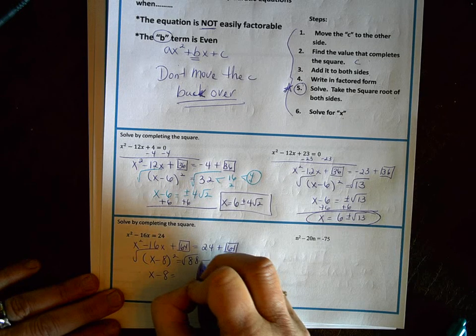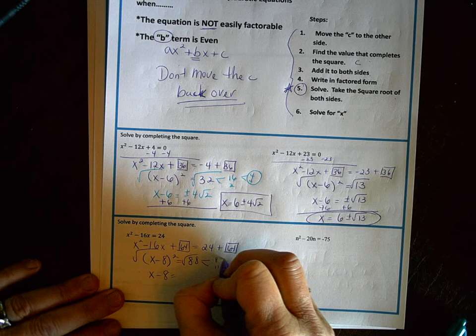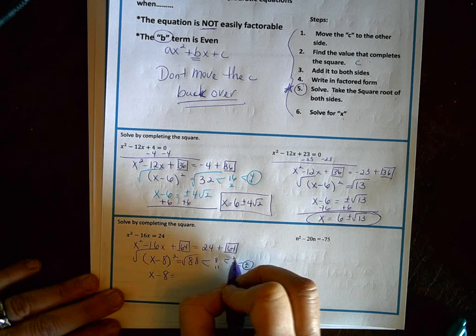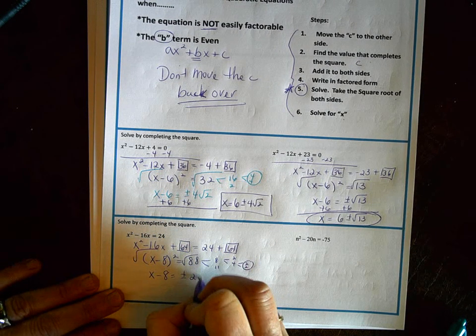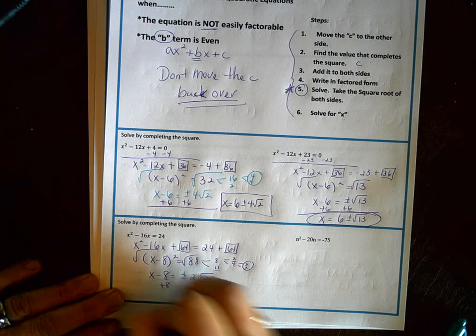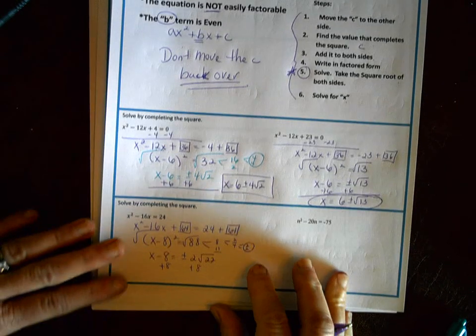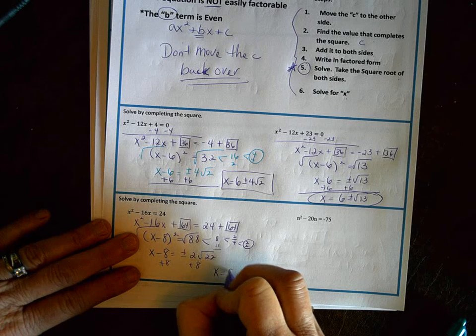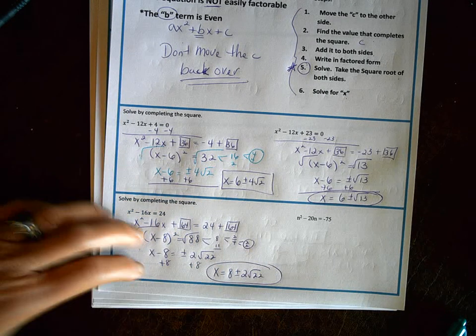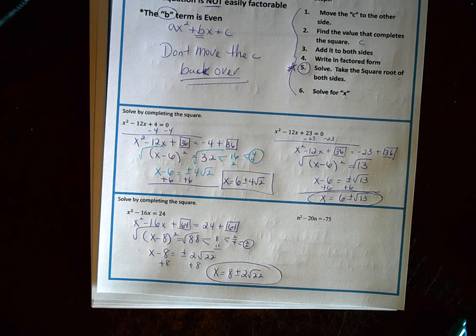Now I'm going to break down 88. That's 8 times 11, 2 times 4, 2 times 2. So this would be plus or minus 2 radical 22. Don't forget that 2 there. And then add 8. So your answer would be x equals 8 plus or minus 2 radical 22. If you don't put the radical at the end, I will tell you to fix it.